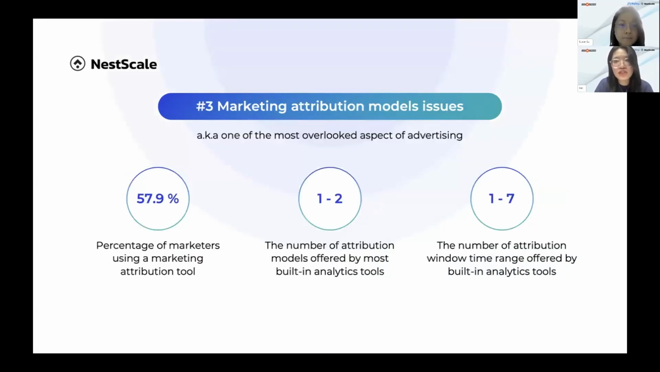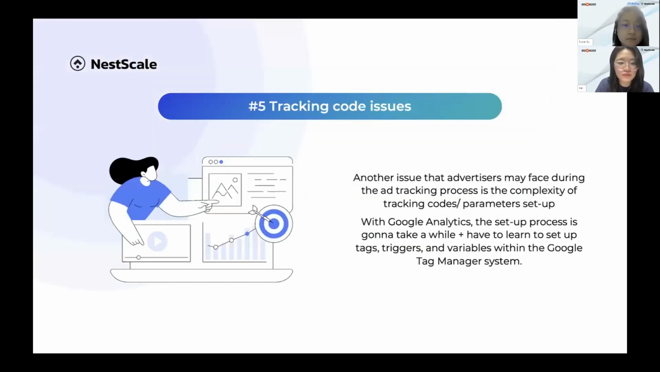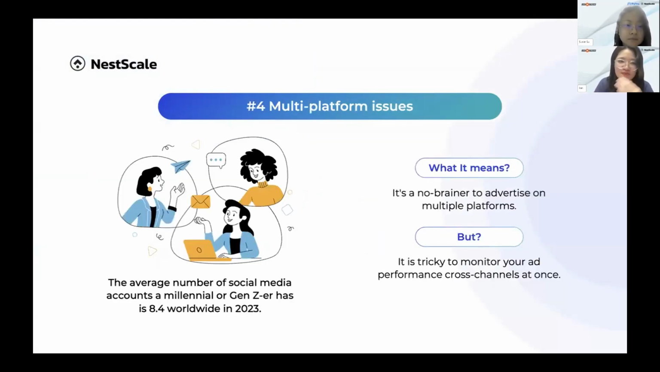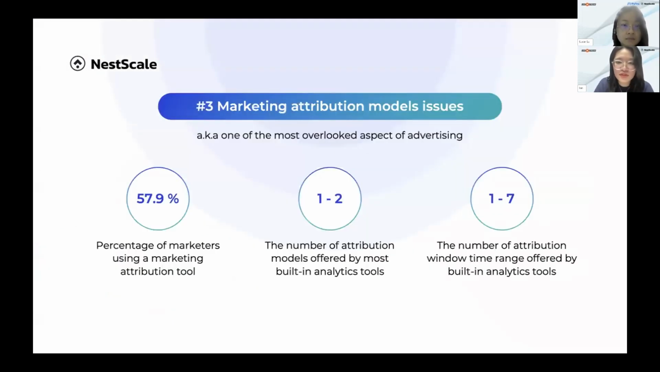The next challenge relates directly to the marketing attribution model, which is actually one of the most overlooked aspects of advertising. Even though it holds such significance, in fact, according to Ruler Analytics, only around 57.9% of marketers currently use a marketing attribution tool, which means that nearly half of them still do not have a solution.